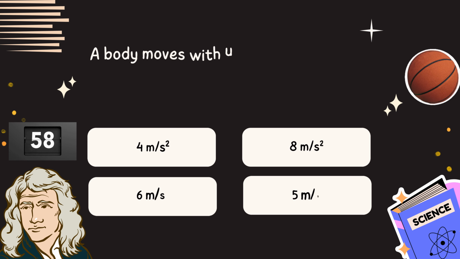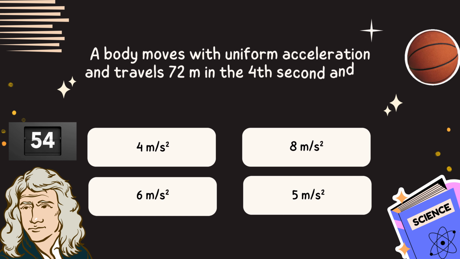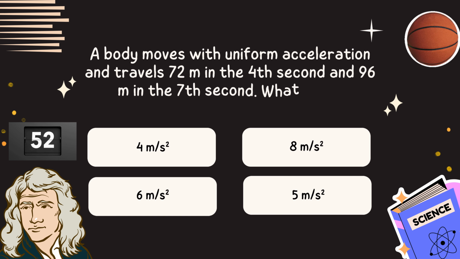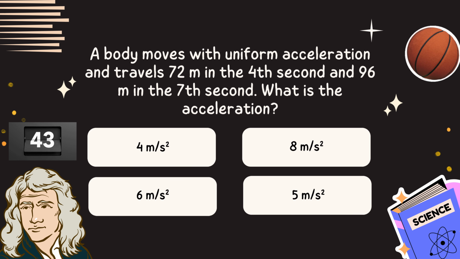A body moves with uniform acceleration and travels 72 meters in the 4th second and 96 meters in the 7th second. What is the acceleration? Options are 4 meters per second squared, 8 meters per second squared, 6 meters per second squared, 5 meters per second squared.